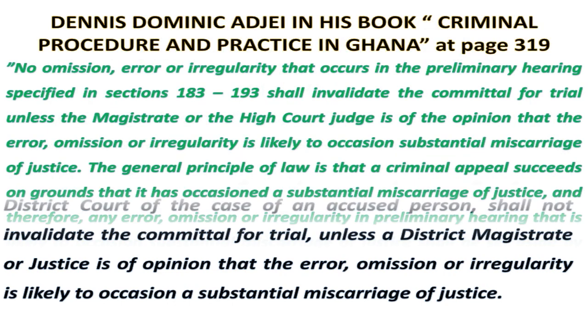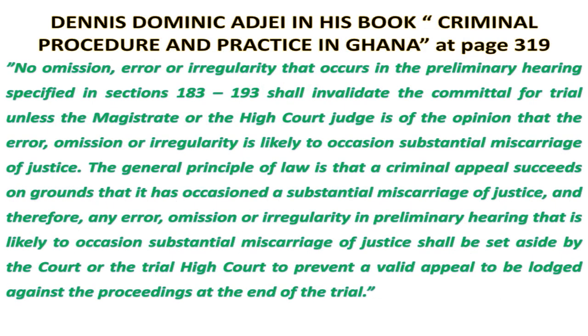And this is how the learned author, Mr. J, quotes it in his book, Criminal Procedure and Practice in Ghana, at page 319. And I quote, no omission, error, or irregularity that occurs in the preliminary hearing specified in sections 183 to 193 shall invalidate the committal for trial unless the magistrate or the high court judge is of the opinion that the error, omission, or irregularity is likely to occasion substantial miscarriage of justice.